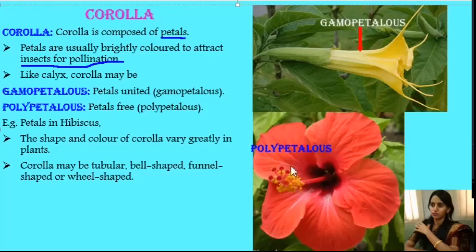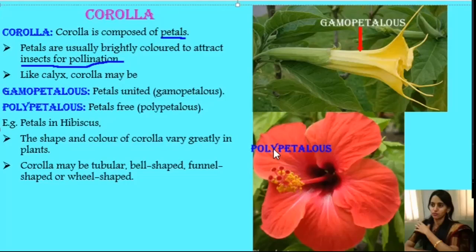Whereas in the case of hibiscus and rose, the petals are free. Okay, so that condition is known as polypetalous. Example for polypetalous condition is hibiscus. Example for gamopetalous corolla is thura.